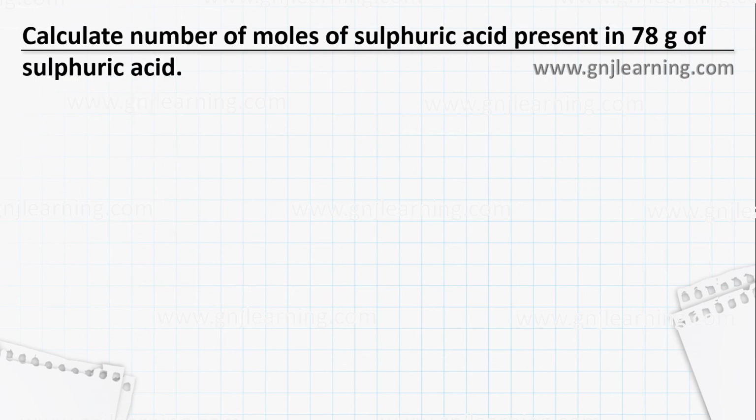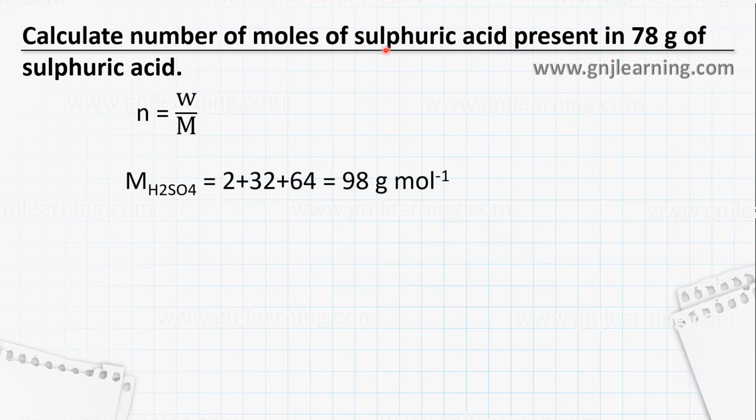Now calculate the number of moles of sulphuric acid present in 78 gram of sulphuric acid. So what they are asking is to find the number of moles. The mass is given, that is 78 gram, and from its molecular formula, what's the molecular formula of sulphuric acid? It is H2SO4. You can calculate the molar mass. So molar mass is 2 for the hydrogen atoms, sulfur 32, and 16 into 4, that is 64. You will get 98 gram per mole as the molar mass.